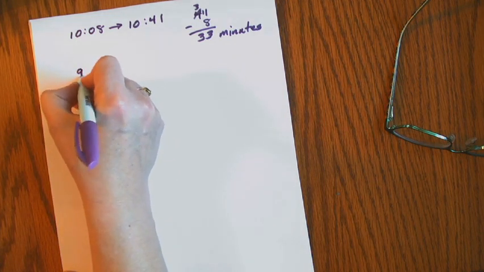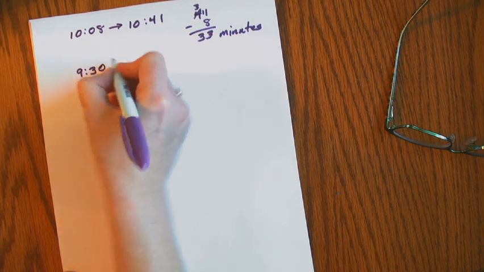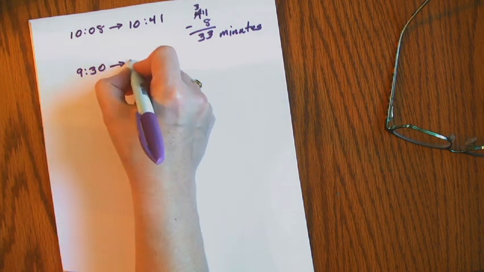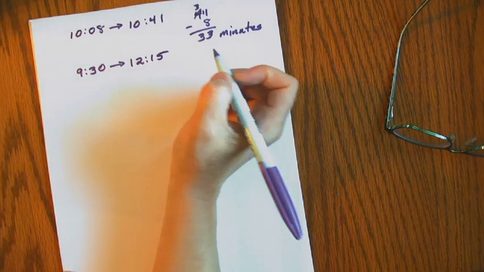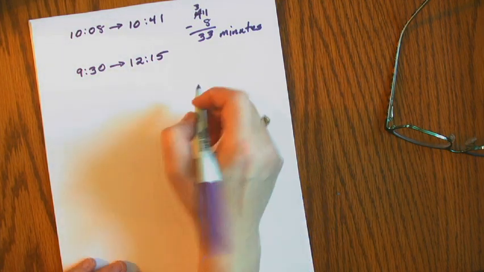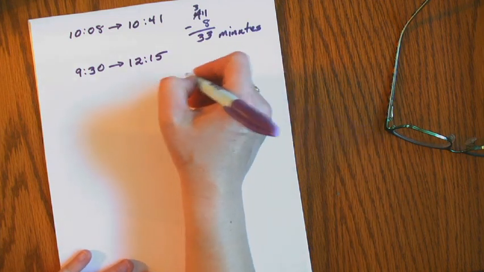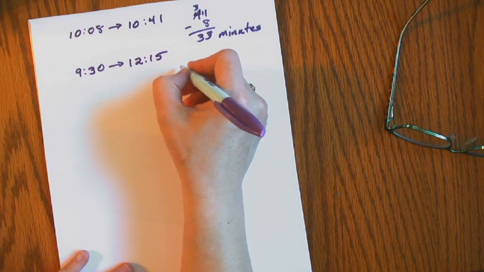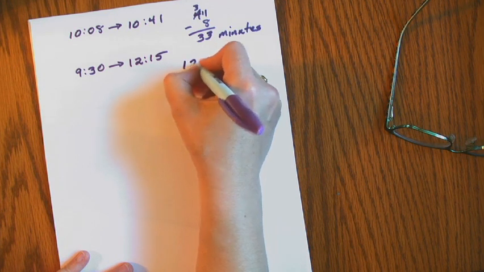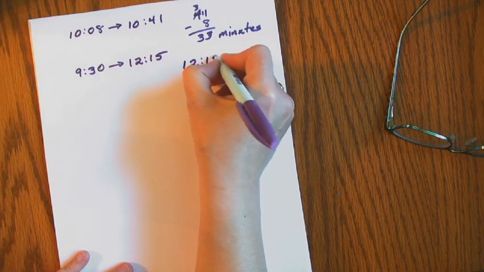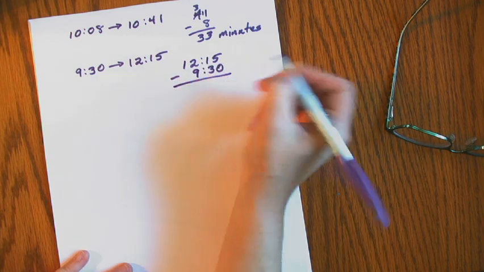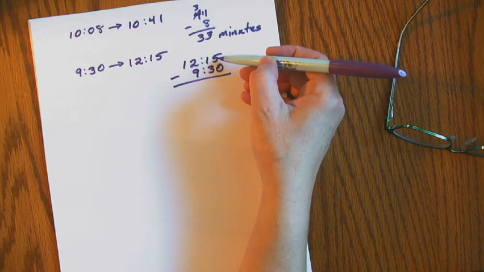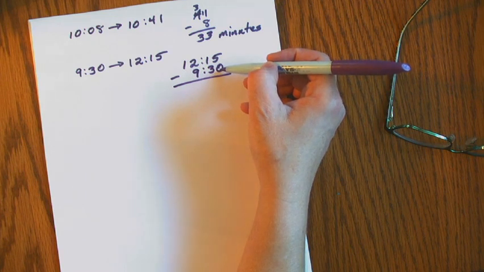Let's go for a drive, a bit of a long drive. We'll start at 9:30 in the morning, and we'll finish arriving at our destination at 12:15. Now that's a little more complicated because we need to subtract hours and minutes. So if we set that up as a subtraction problem, going from 12:15 minus 9:30, we find that we can't really subtract 15 minus 30 here, so we need to borrow.